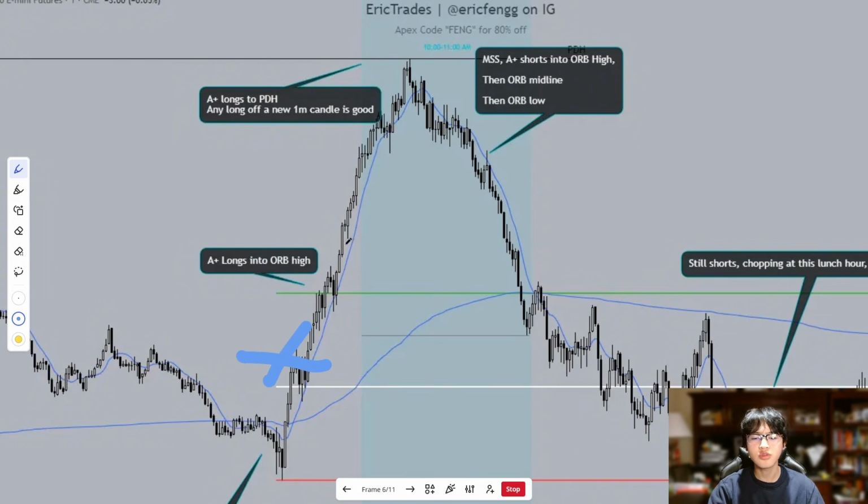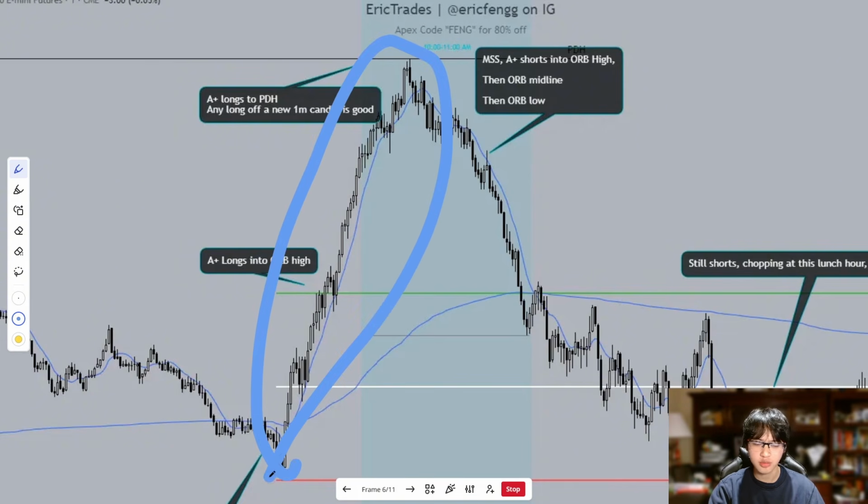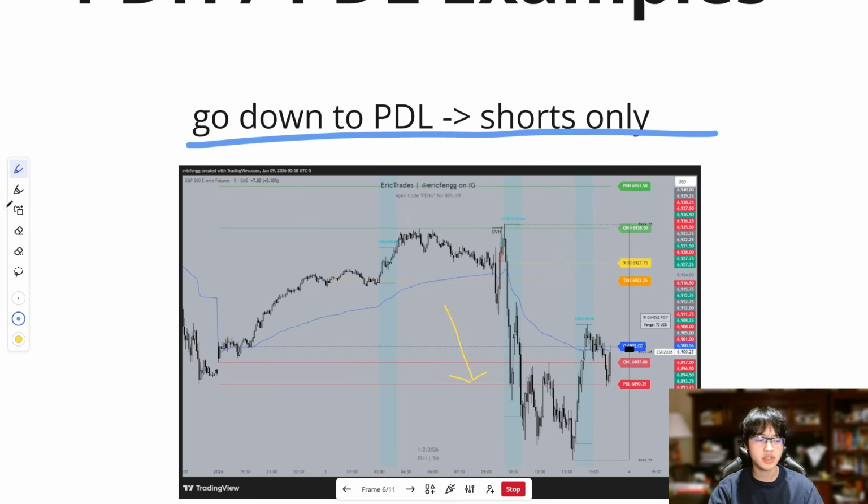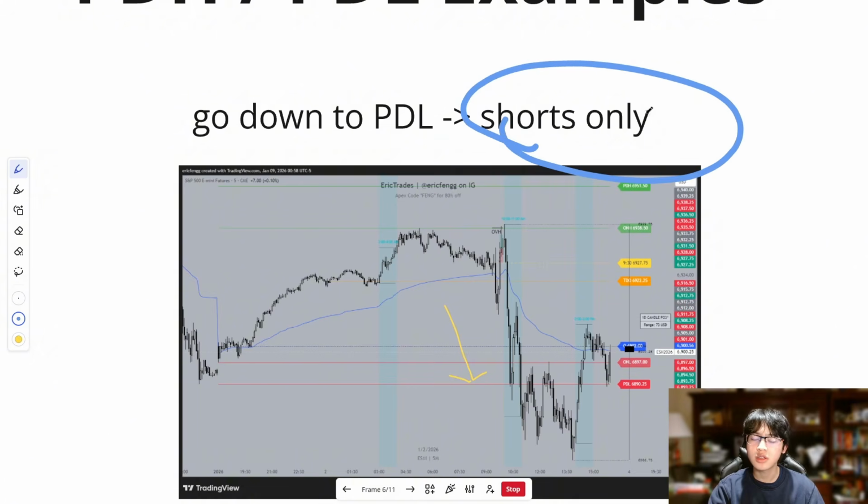Stop. Don't short. Like, why are we shorting when the market's just going up and it wants to reach for a very obvious level? There's no reason to do that at all. And that's a big mistake that a lot of beginners make. They try to force their own idea when the market is completely telling them something else. Second example is if we go down to the previous daily low, then we only want to look for shorts.